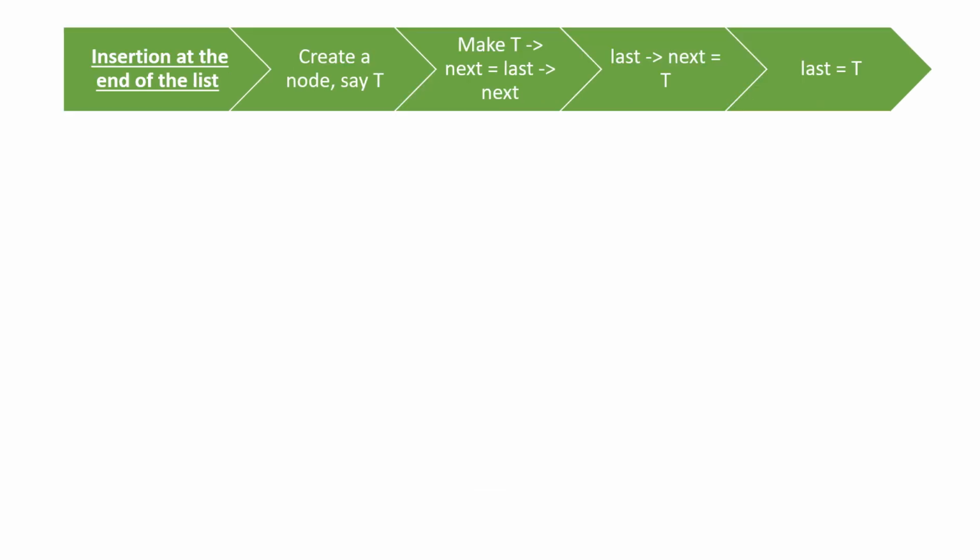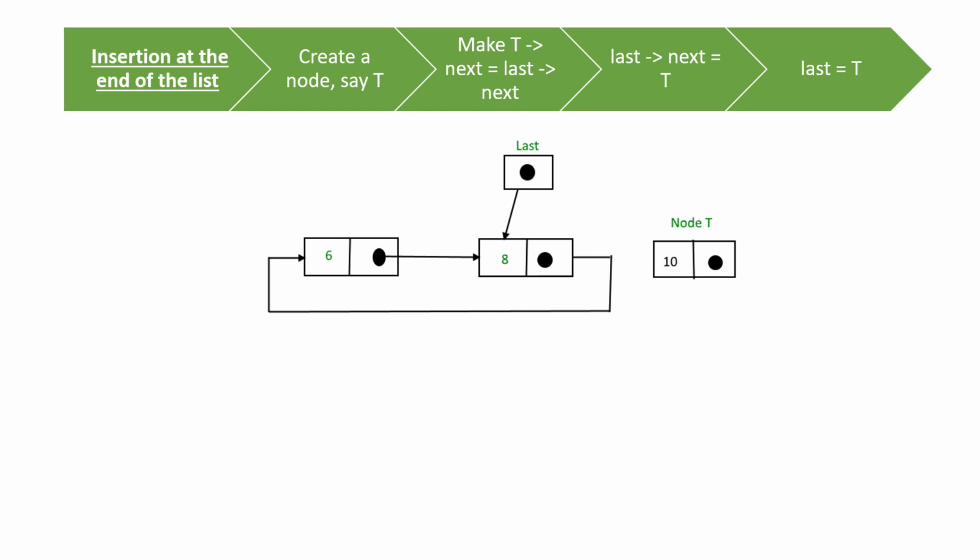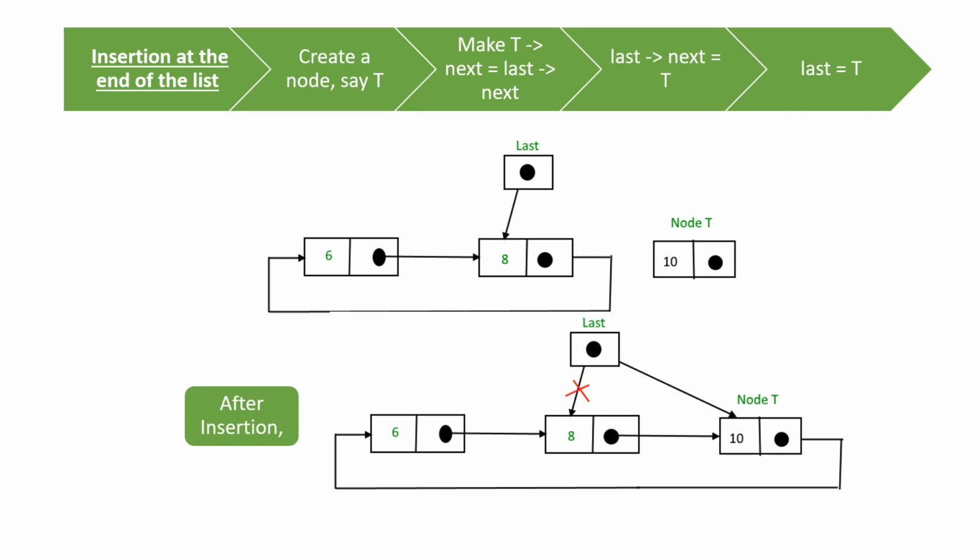And now we can see the insertion at the end. Now we are going to insert a node T at the end. And now the following changes are made. Make the next pointer of the node T the next pointer of the last node, and then the next pointer of the last node is now made the node T, and now the last node is the node T. So this is about the insertion at the end.